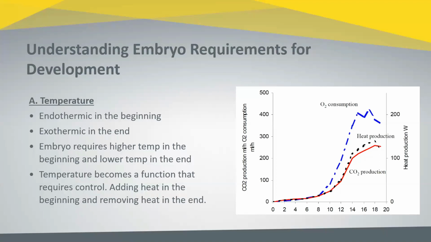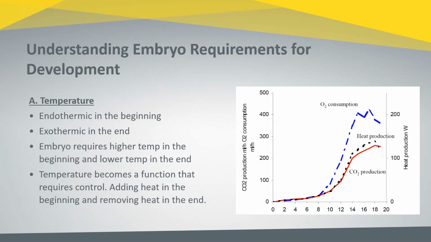When we look at the chart that I've presented on this slide, we see around day 8 to 10 a big spike in the black dotted line, which is the heat production from the embryo. You also see that as heat production continues, we see an increase in oxygen consumption and an increase in CO2 production. These are all associated with the size of the embryo during development.